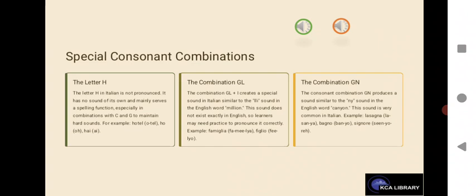3. The combination GN. The consonant combination GN produces a sound similar to the NY in the English word canyon. This sound is very common in Italian. Examples: lasagna, lasagna. Bagno, bathroom. Signore, sir.